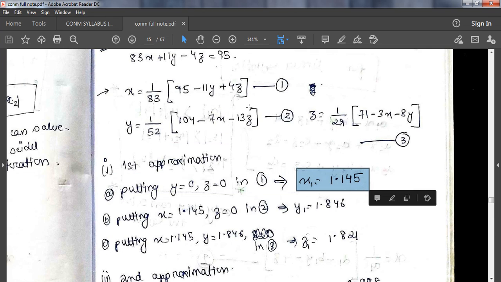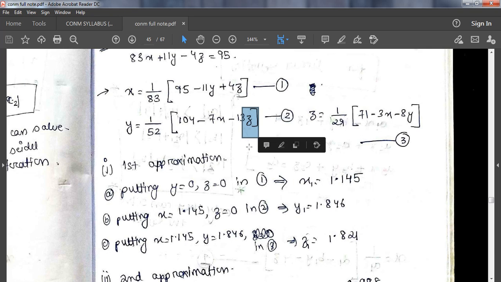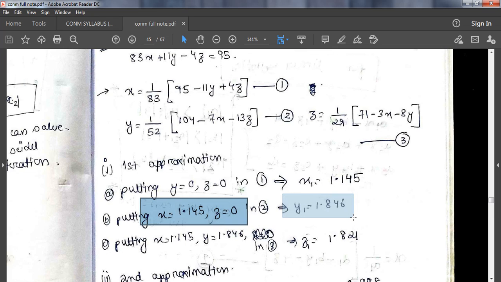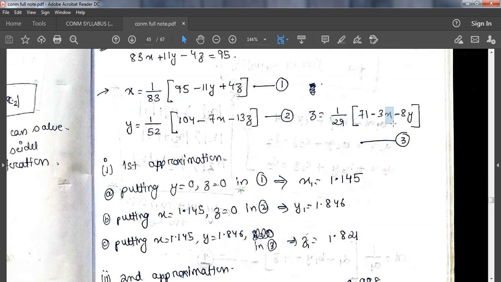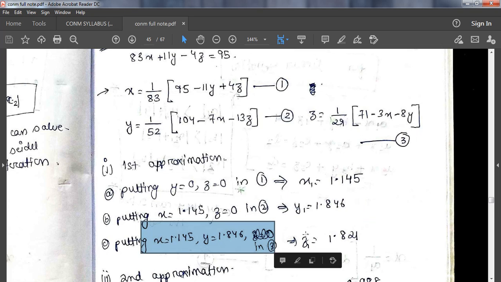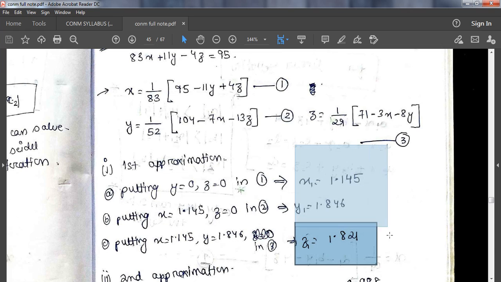But do I have any value of z? No. So I will keep it to be 0. As you can see, I've done this, and now I have found my y. In the third iteration, I do have a value of x. How? Here it is. I do have a value of y. How? Here it is. Now since I have x and some value of y, I am not going to put 0 over here. I am going to put them, and I am going to calculate my z.